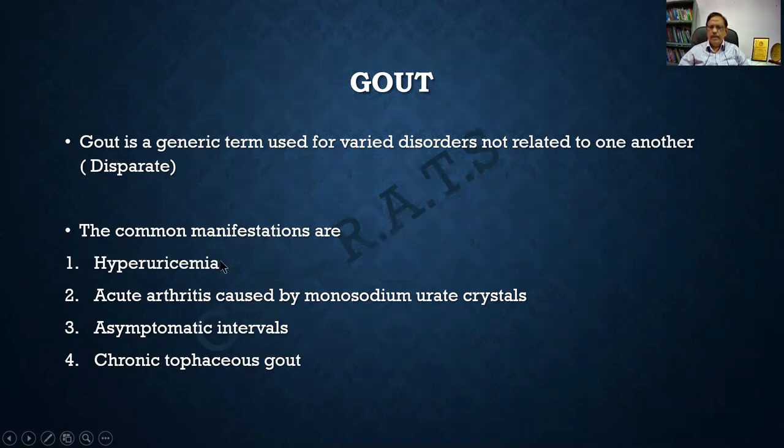The common manifestations in gout are four things. 1. Hyperuricemia. 2. Acute arthritis. 3. Asymptomatic intervals between the attacks. And 4. A chronic tophaceous gout. 4 stages you shall remember.